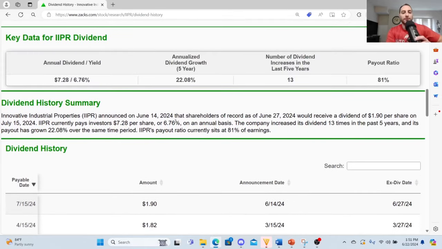So the dividend growth in 5 years is 22.08%. Number of dividend increases in the last 5 years is 13. If you bought one share, you made 7.28 with a 6.76% dividend yield. With these three dividend stocks, I own all of them. I think the riskiest is IIPR. I'm willing to take a risk.